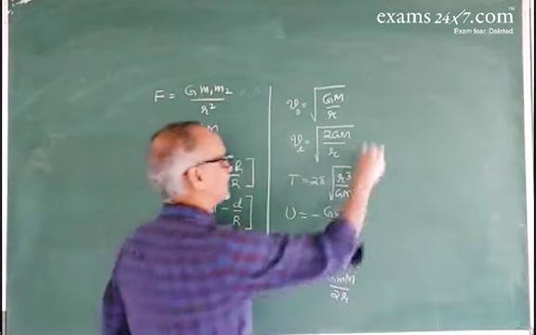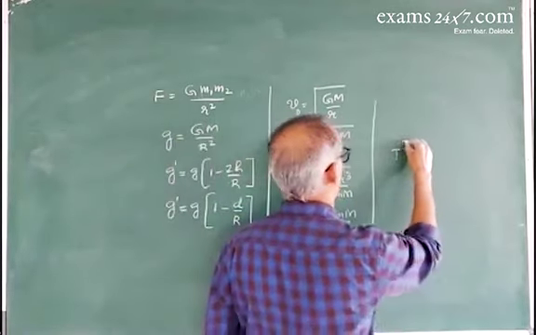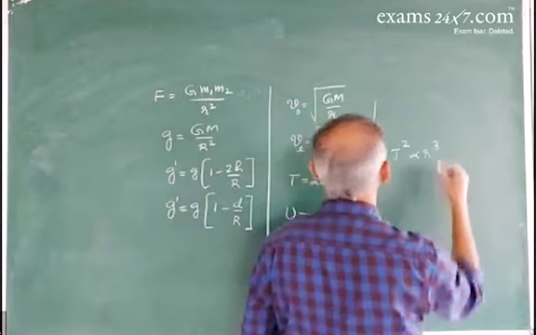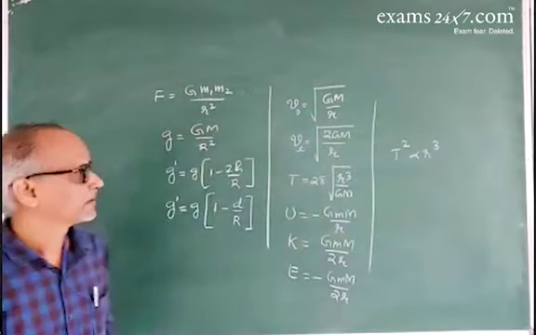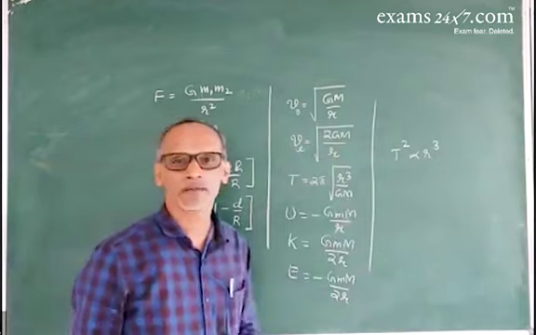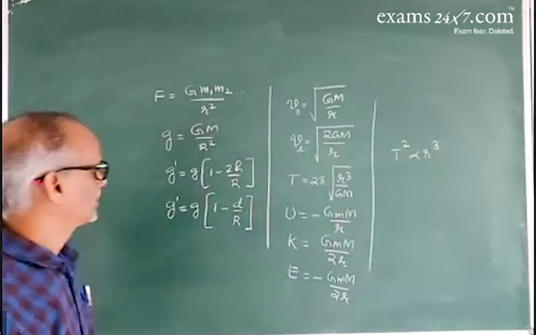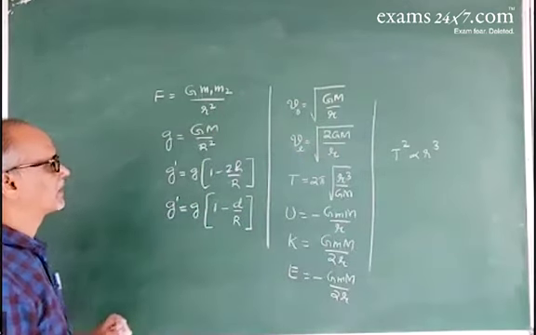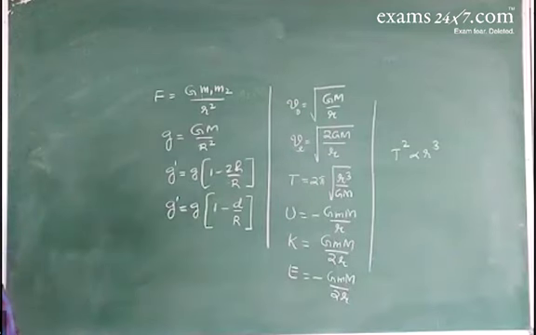And then for all the planets, we can use T square is proportional to r cube. That is from Kepler's laws of planetary motion. So these are the important equations in chapter gravitation.